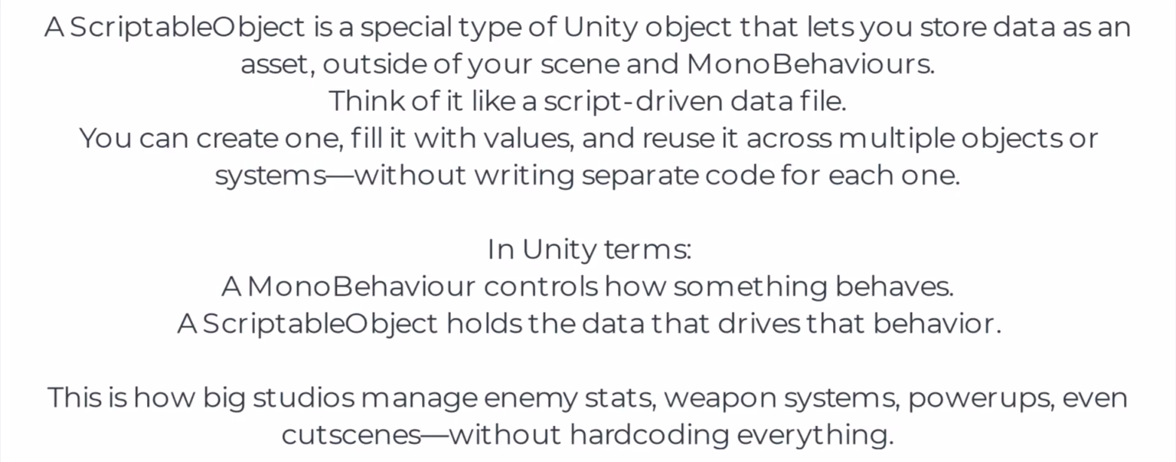You create one, fill it with values, and reuse it across multiple objects or systems without writing separate code for each one. In Unity terms, a MonoBehaviour controls how something behaves, and that's like the scripts that we've created before. And a scriptable object holds the data that drives the behavior. If this feels like word salad, don't worry, it's more of a definition. I would just write this down and we'll return to it after we actually script it out in a moment. But you can think of this as how big studios manage enemy stats, weapon systems, power-ups, and even cutscenes. And they do this without hard coding everything.